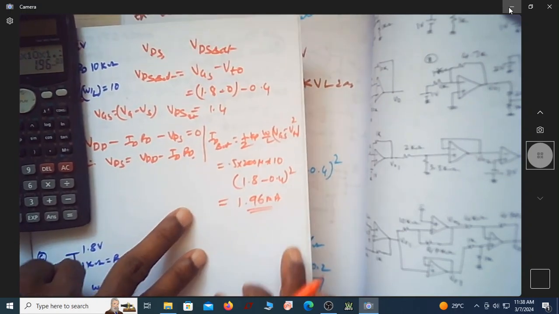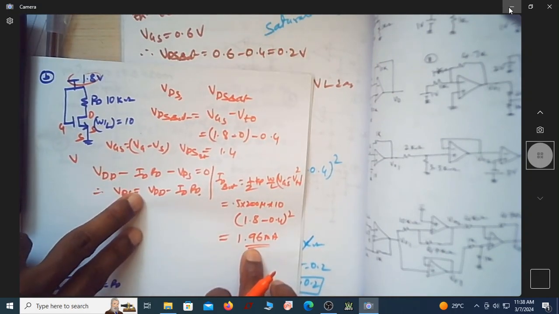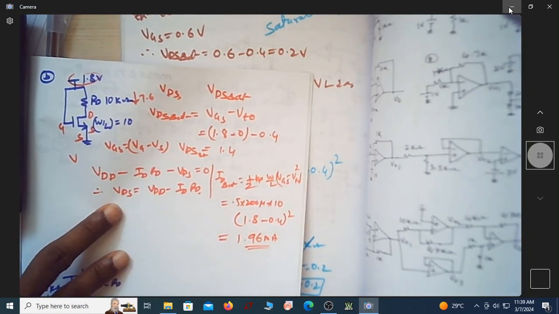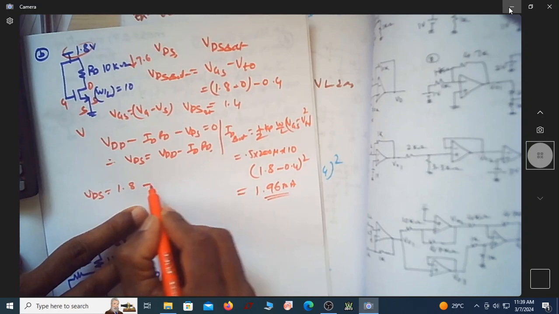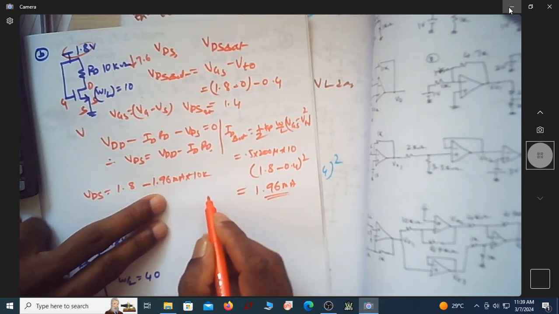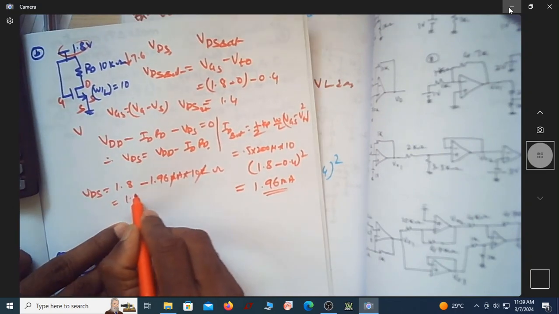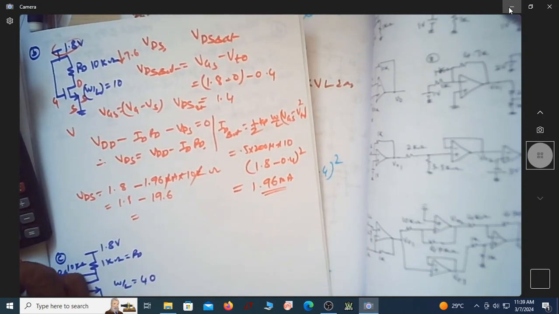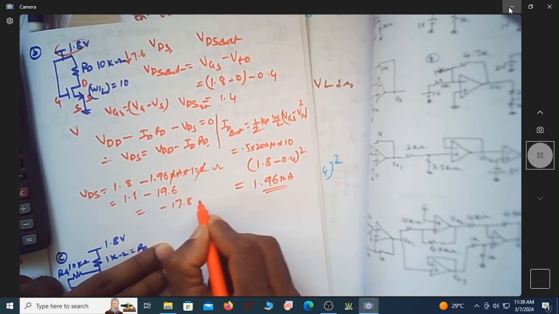1.96 milliamperes. Since the current flowing through this is 1.96 milliampere, now suppose you substitute it here, so then what is VDS? VDS is equal to VDD, that is 1.8, minus 1.96 milliampere multiplied by RD, which is 10K. So the K and milli will go off. So it is 1.8 minus 19.6, which comes out to be negative, minus 17.8 volt.